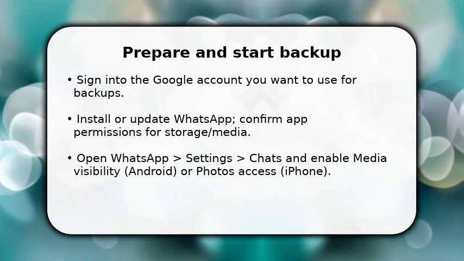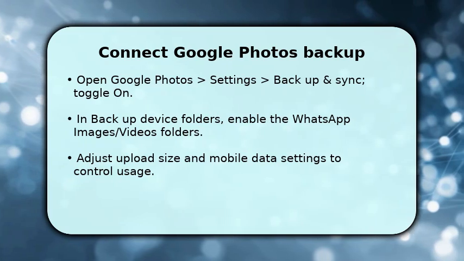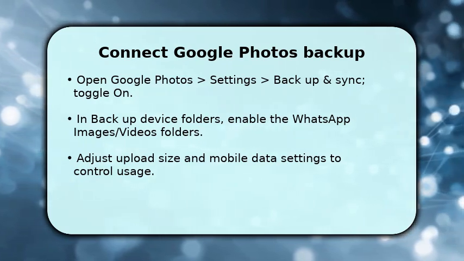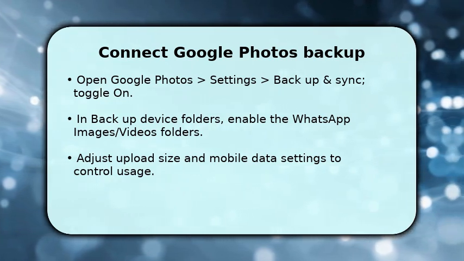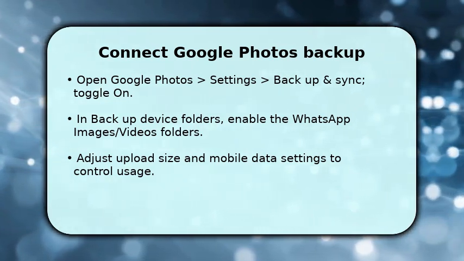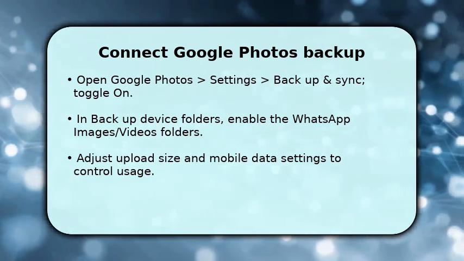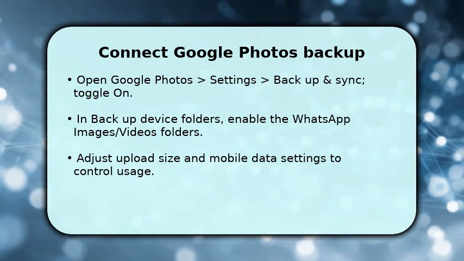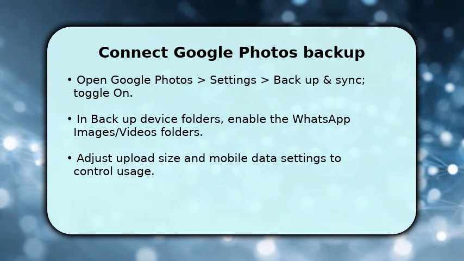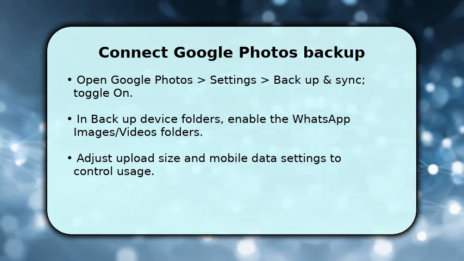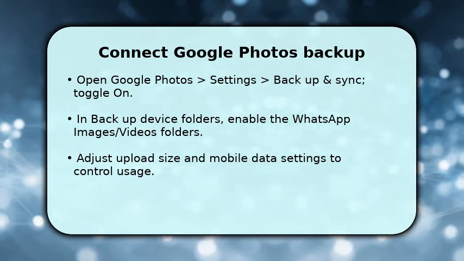automatically. Now link the folders, open Google Photos, go to Settings and turn on Backup and Sync so cloud uploads are allowed. Next, tap Backup Device folders and find WhatsApp images and WhatsApp video. Toggle those on so Photos watches those specific folders. Make sure the upload quality and mobile data options match your preferences to avoid surprises on data or storage. Once enabled, Android's folder-based backup or iPhone's Photos Sync will push WhatsApp media into Google Photos automatically.